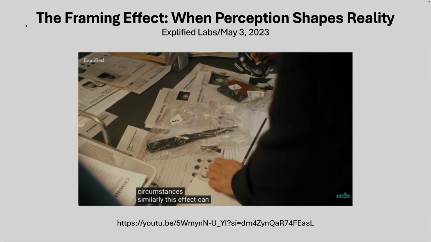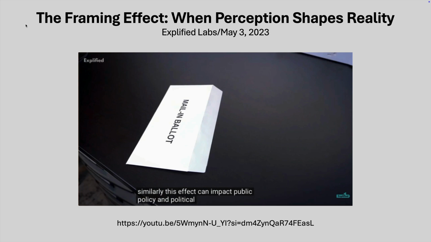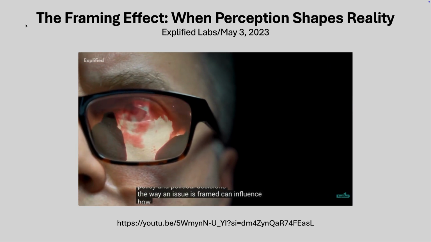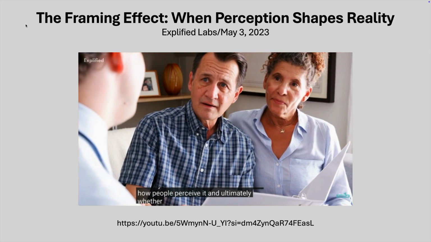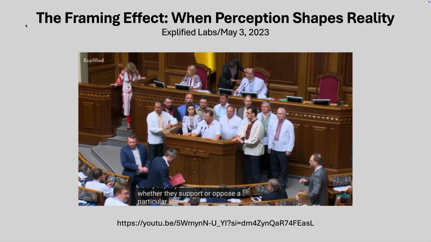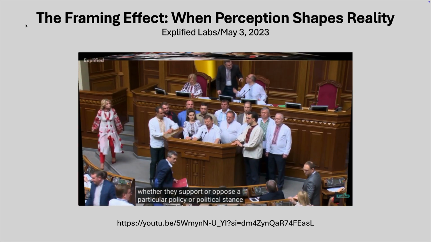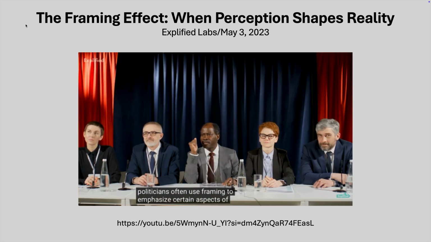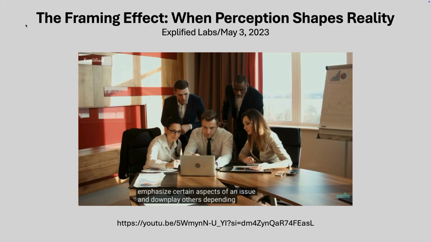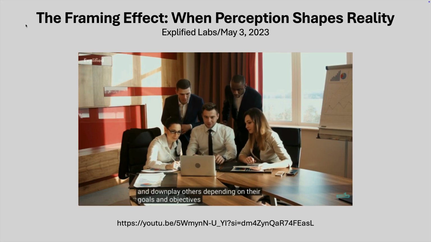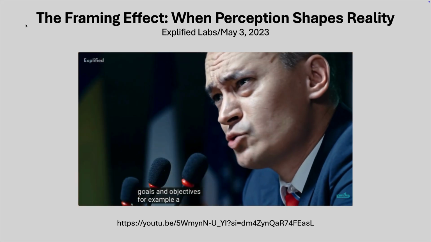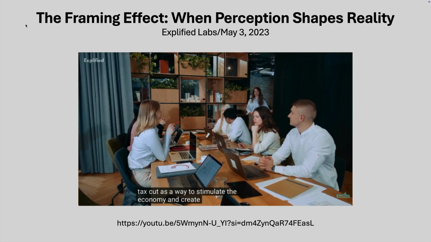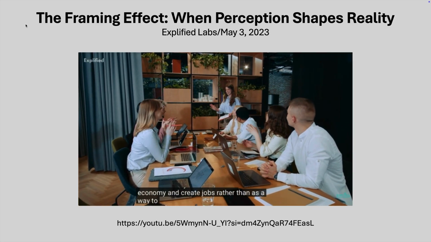Similarly, this effect can impact public policy and political decisions. The way an issue is framed can influence how people perceive it, and ultimately whether they support or oppose a particular policy or political stance. Politicians often use framing to emphasize certain aspects of an issue and downplay others, depending on their goals and objectives. For example, a politician might frame a tax cut as a way to stimulate the economy and create jobs, rather than as a way to benefit the wealthy.